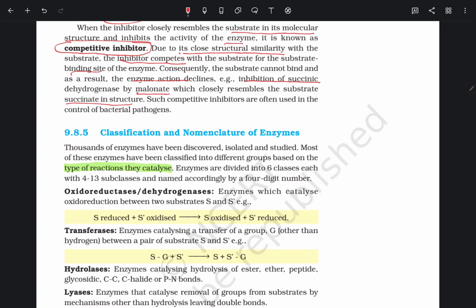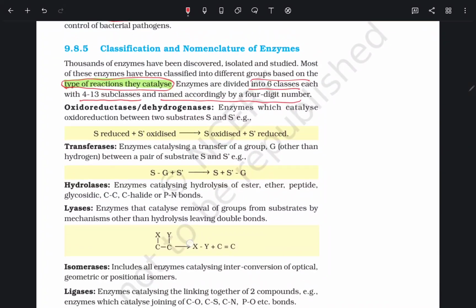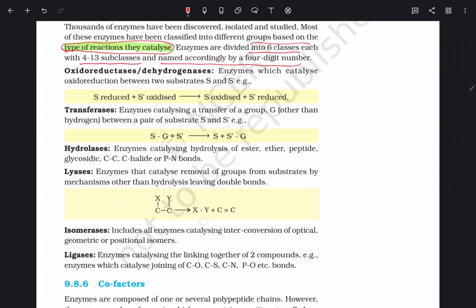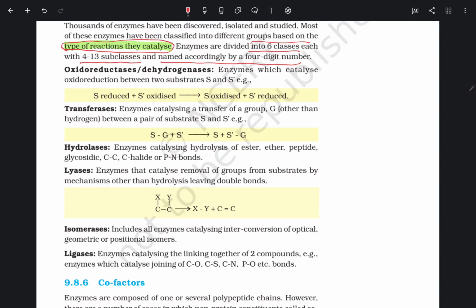Classification and nomenclature of enzymes. Thousands of enzymes have been discovered, isolated, and studied. Most of these enzymes have been classified into different groups based on the type of reaction they catalyze. Enzymes are divided into six classes, each with subclasses, and named accordingly by a four-digit number. So there are six classes: oxidoreductases and dehydrogenases, transferases, hydrolases, lyases, isomerases, and ligases.